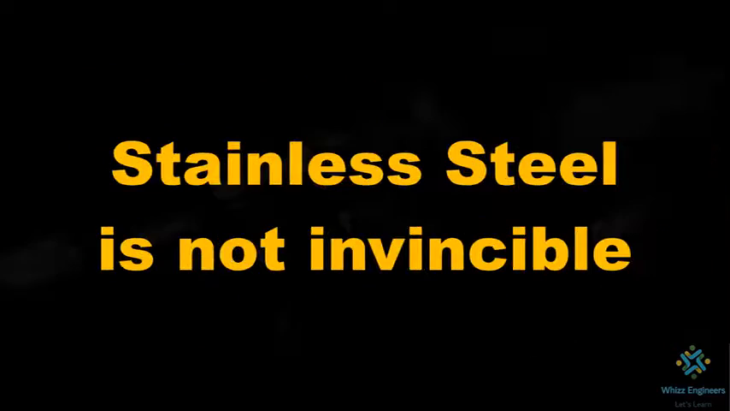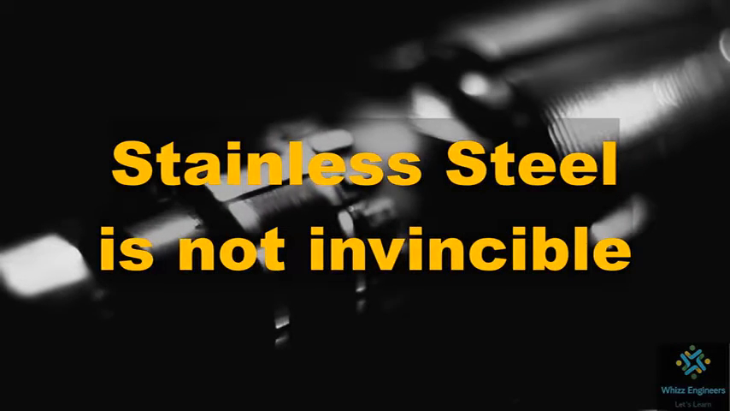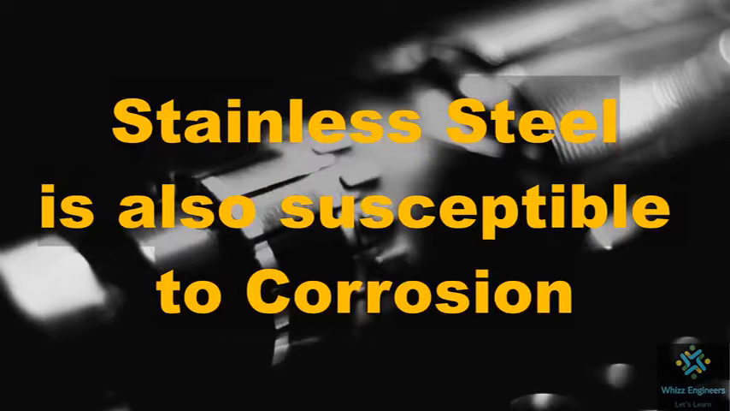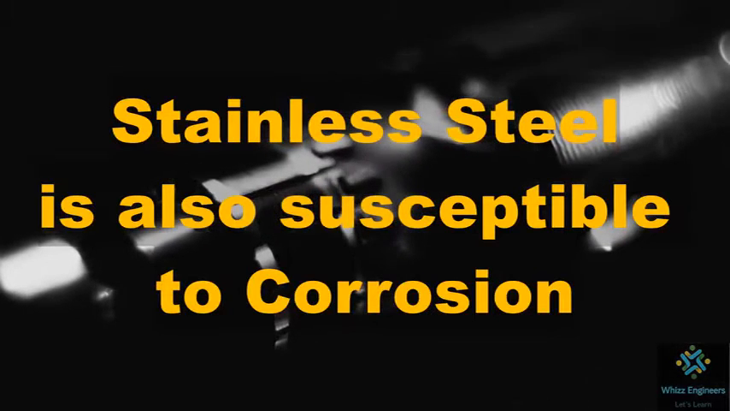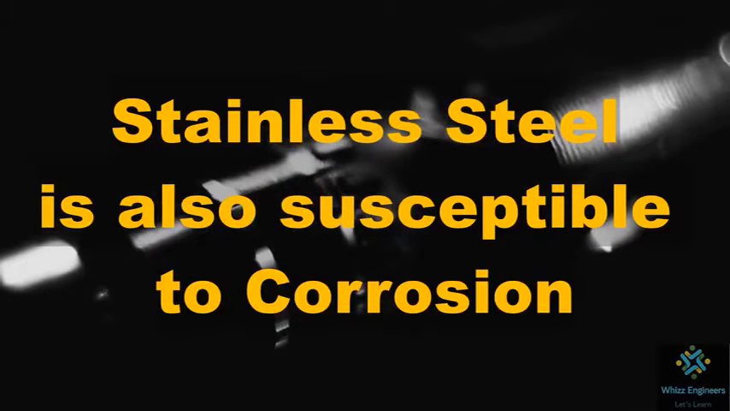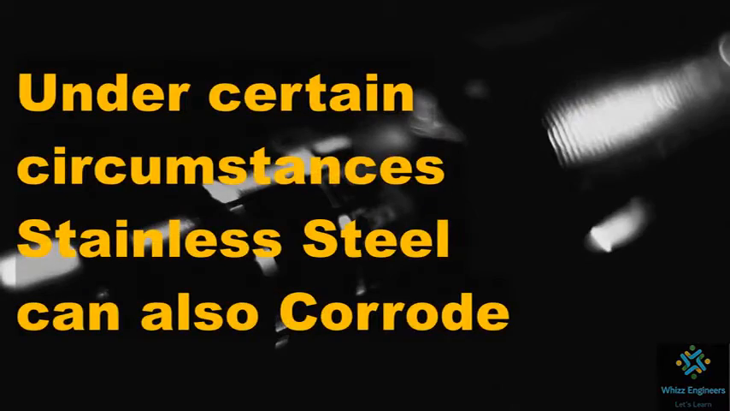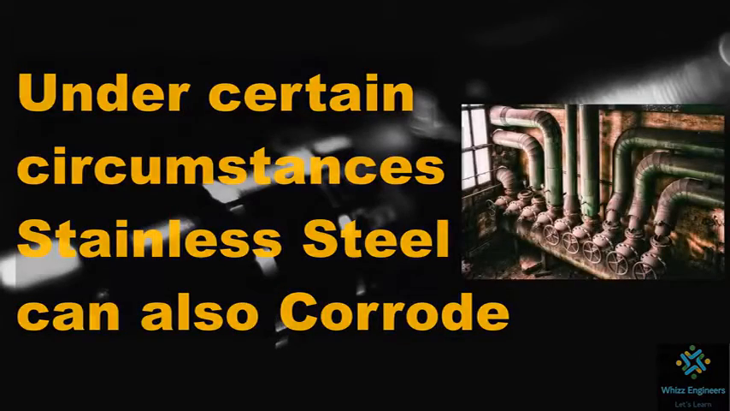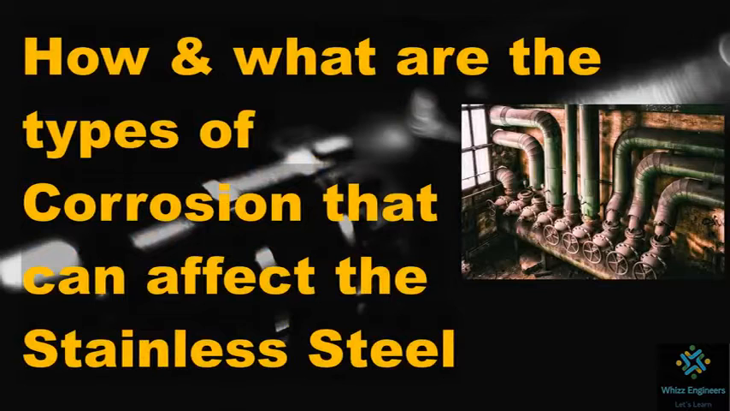But wait, stainless steel is not invincible. Stainless steel is also susceptible to corrosion. Yes, you heard it right. Under certain circumstances, stainless steel can also corrode. So let's find out how, and what are the types of corrosion in stainless steel.